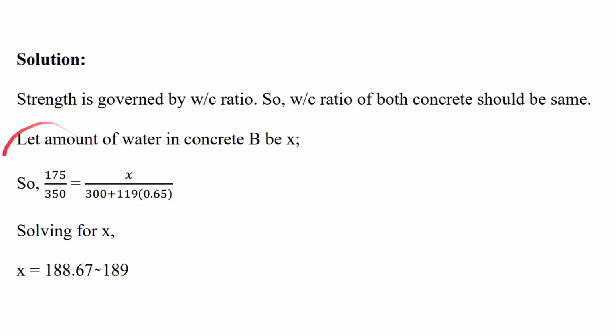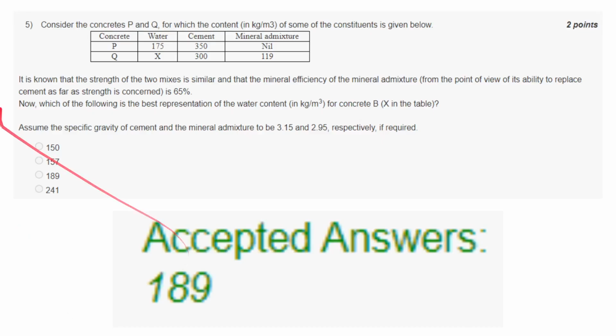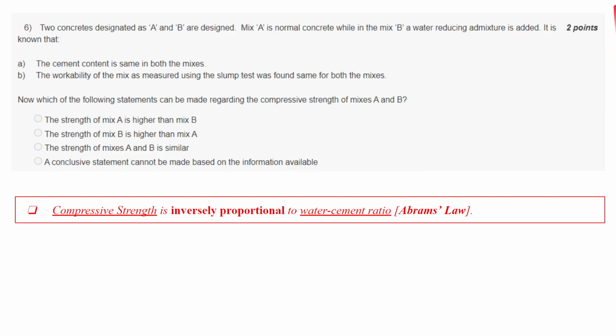As you can see here, we can equate like this, and this gives the value of x which comes around 189. So 189 is the answer, 189 kg per meter cube. And I think this is the last question.